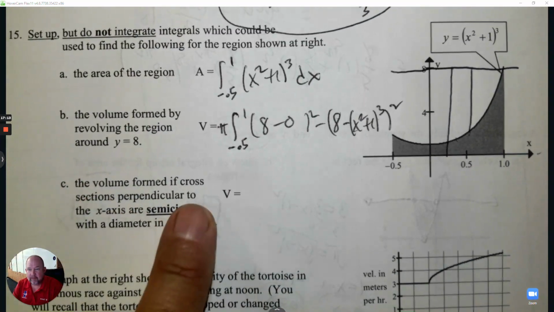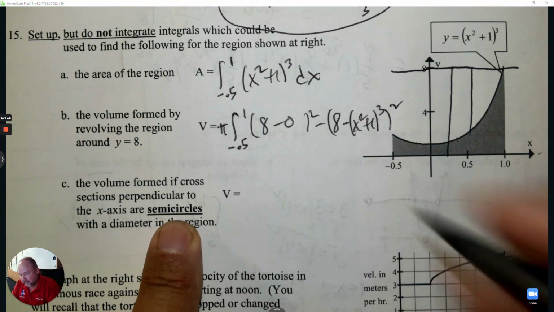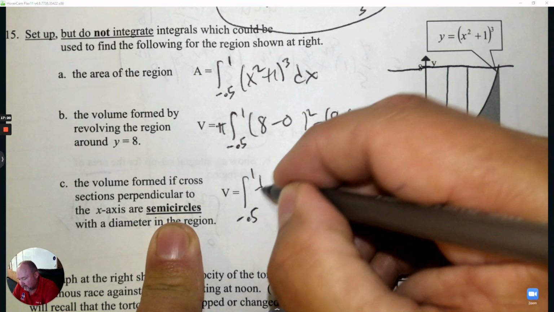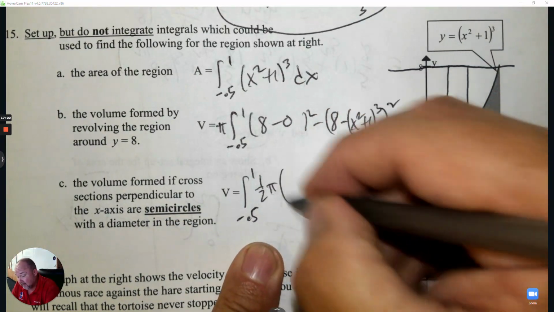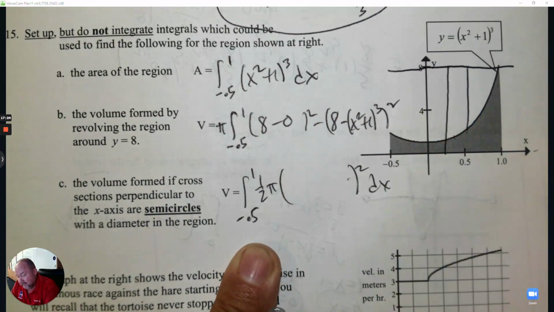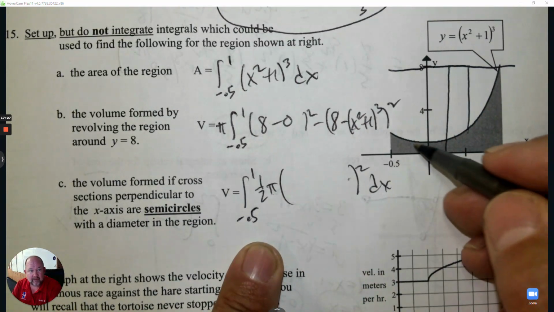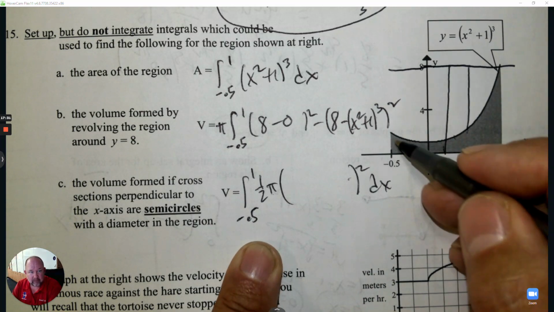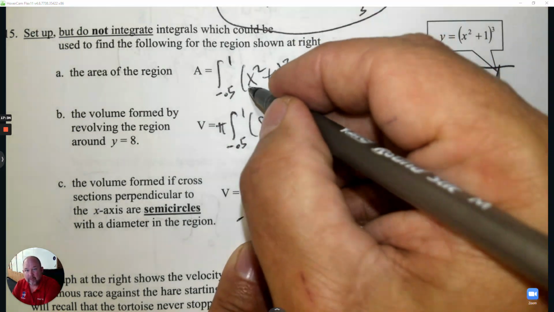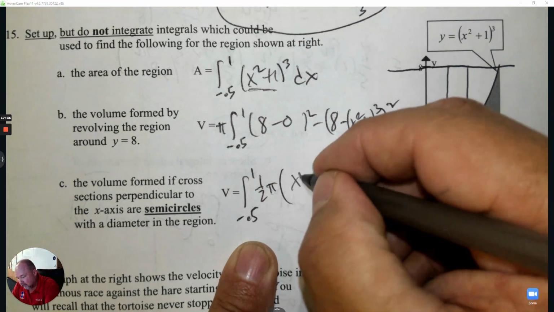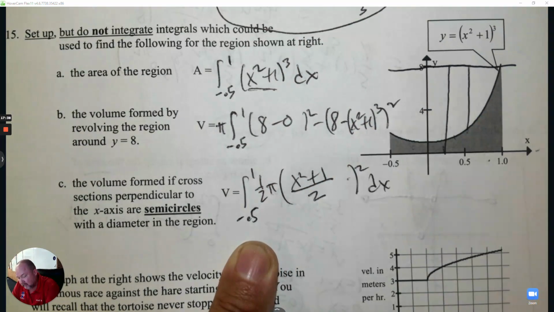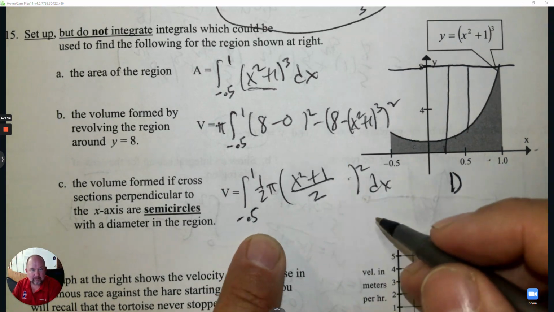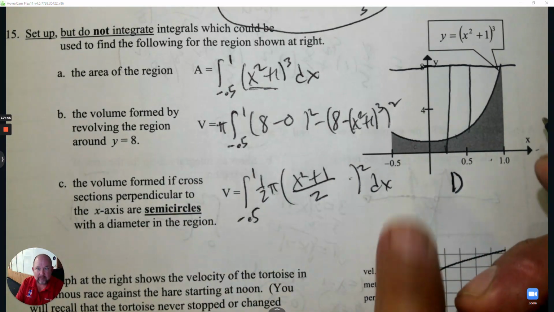All right, find the volume if the cross sections are semicircles. So we're still integrating from -0.5 to 1. The formula is 1/2 pi r squared. And then inside here, if these are going to be semicircles, it's just top subtract bottom. So we don't have a line of revolution, just that area. So when we went top subtract bottom right here, we got x squared plus 1. We just need to divide it by 2 because top subtract bottom is the diameter. So divide by 2, and now that's the radius, and there's the setup for a semicircle.